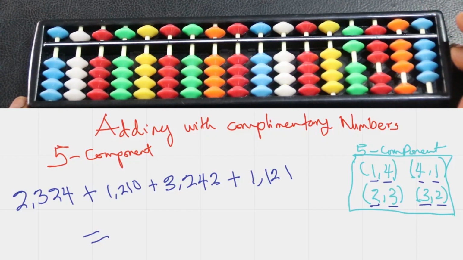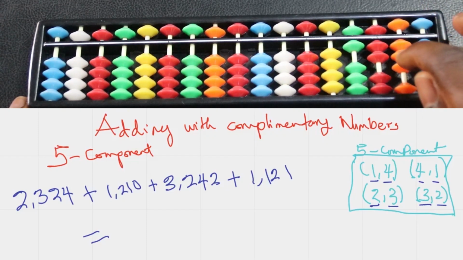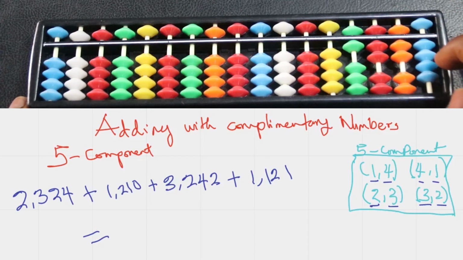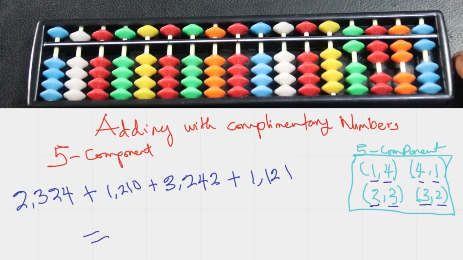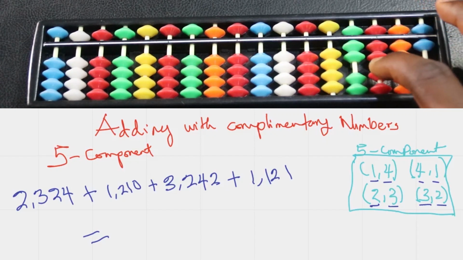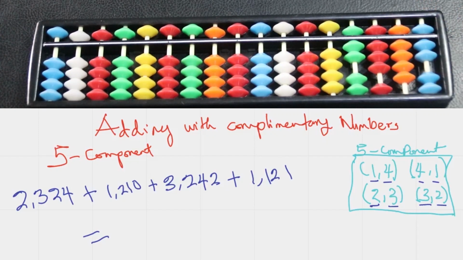I can put 2. Here 4, I don't have 4. What am I going to do? What's the 5 component of 4? 1. I will remove 1 and then add 5. Here I will add 2. What's the 5 component of 2? 3. I will remove 3 and add 5. Finally, I want to add 1,121. And then I have my answer.